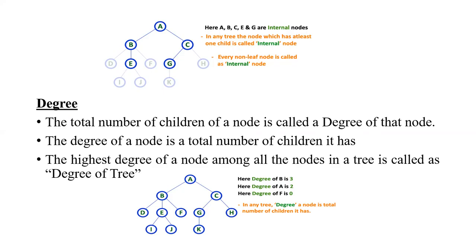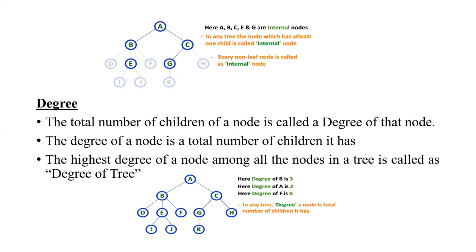Degree. The total number of children of a node is called the degree of that node. The degree of a node is the total number of children it has. The highest degree of a node among all the nodes in a tree is called the degree of the tree. Now, the degree of B is 3. The degree of A is 2.